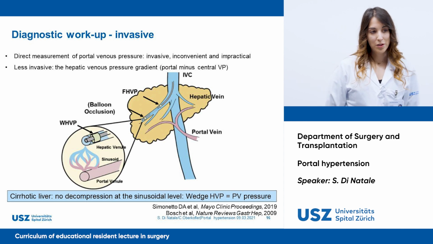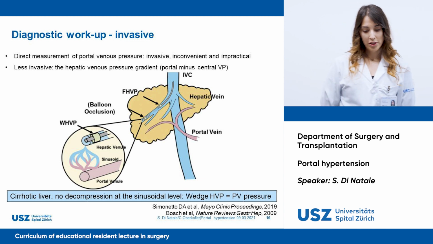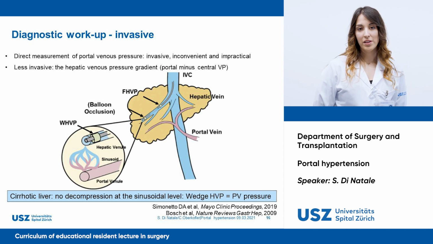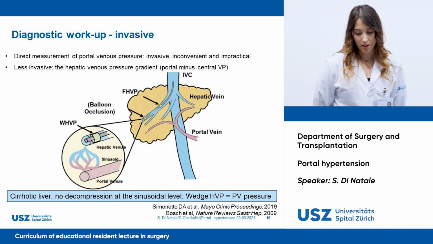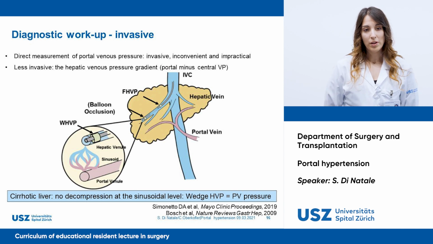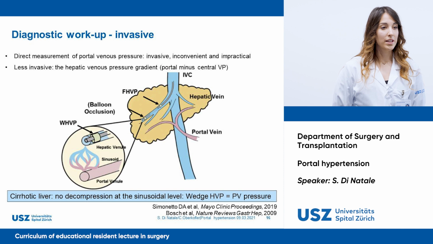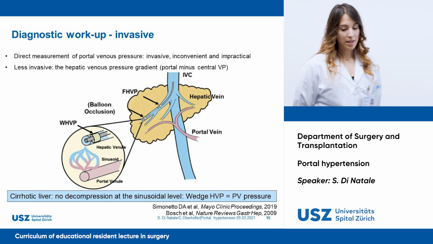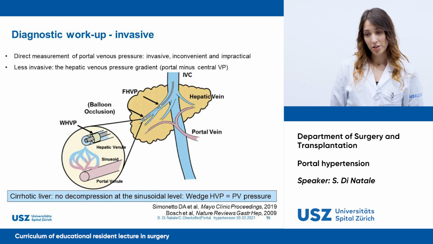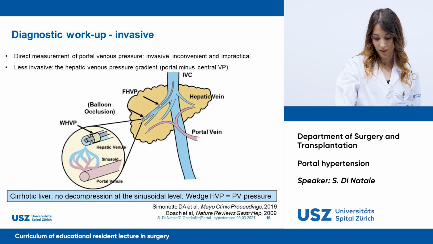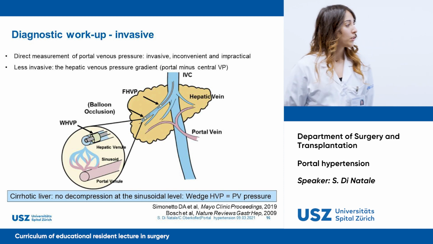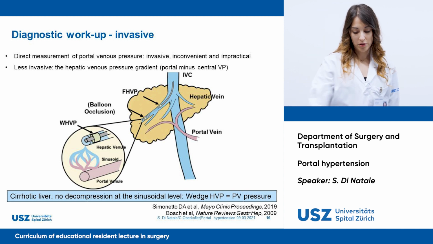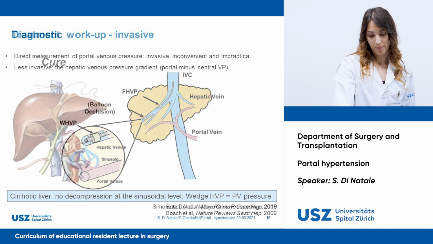Via direct access to the systemic venous system, a branch of the hepatic vein is reached under fluoroscopic guidance, and the free hepatic venous pressure is obtained. Balloon occlusion of a small branch of the hepatic vein measures the static pressure in the liver sinusoids, and this is called the wedged hepatic venous pressure. And as already mentioned, the difference between these two pressures corresponds to the hepatic venous pressure gradient. Now, in a cirrhotic liver, no decompression at the sinusoidal level is seen. That's why the wedged hepatic venous pressure corresponds to the portal vein pressure.